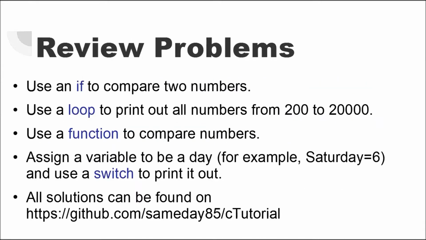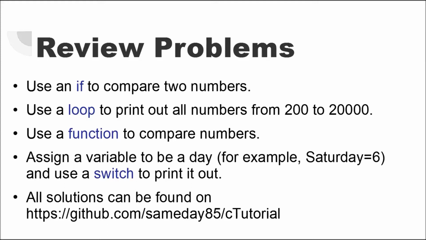Two problems. These are problems to see if you actually listened to the tutorial and to see what you learned. Now, use an if statement to compare two numbers. And the second one is to use a loop. Any loop, it doesn't have to be specifically a while or a for, to print out all the numbers from 200 to 20,000. Yikes, that's a lot of numbers. I don't want to manually use a printf for all of those.